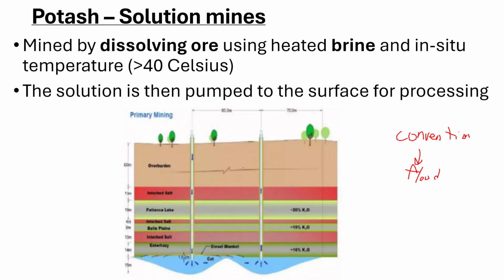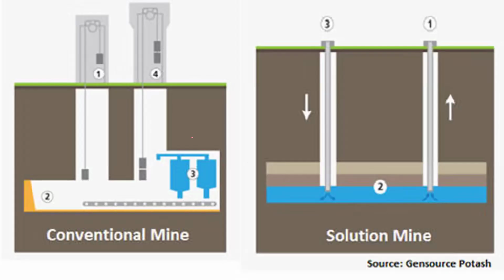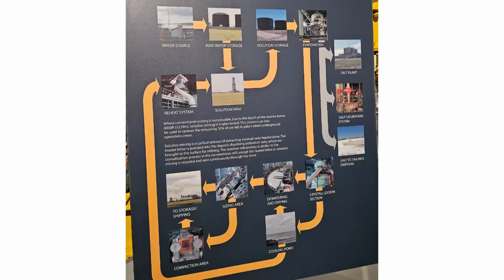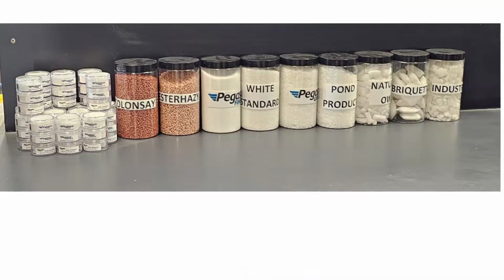So I pump water into the ground where the potash is. That dissolves, not water, but I use heated brine. So that dissolves the potash, and then I suck it back up. This is more expensive, which is why it's not preferred. So again, conventional mine, I go into the ground, I drill it, I send it up. Solution mine, I send brine down, I dissolve it, I send it up. Don't need to talk about that.